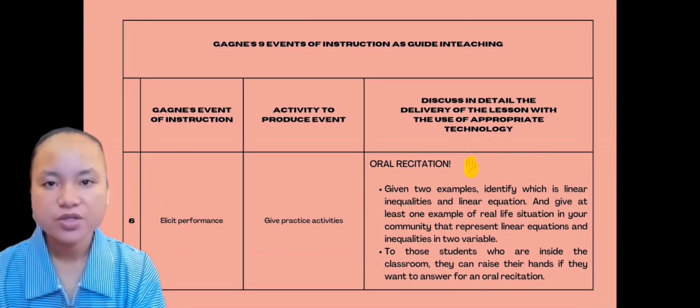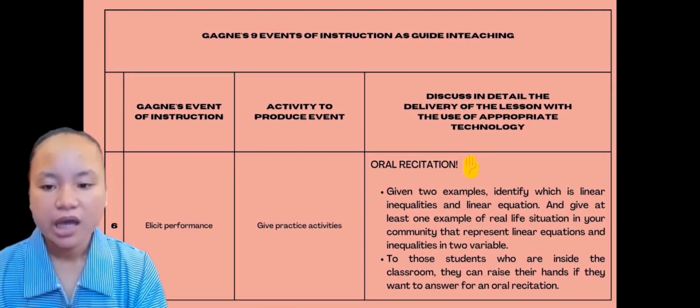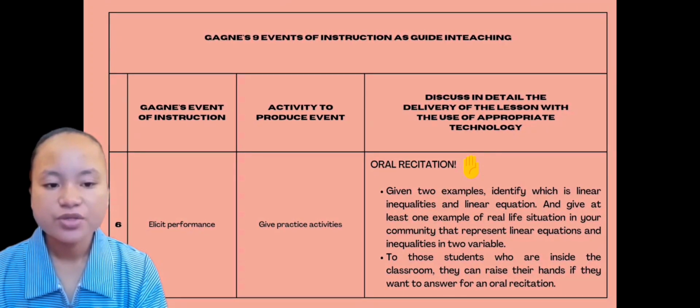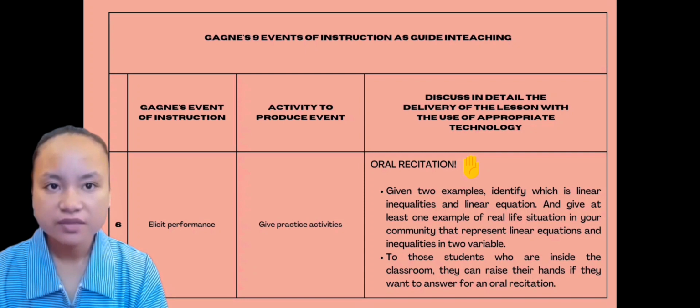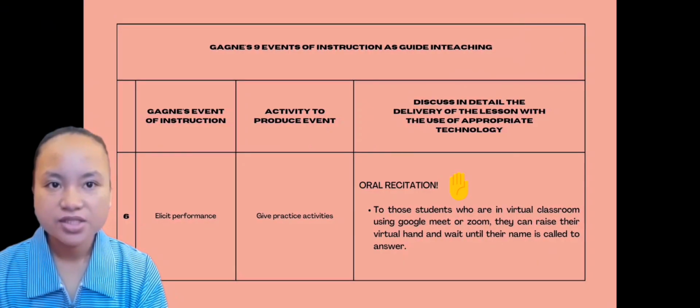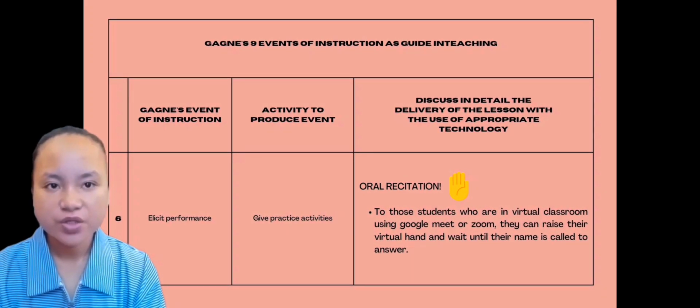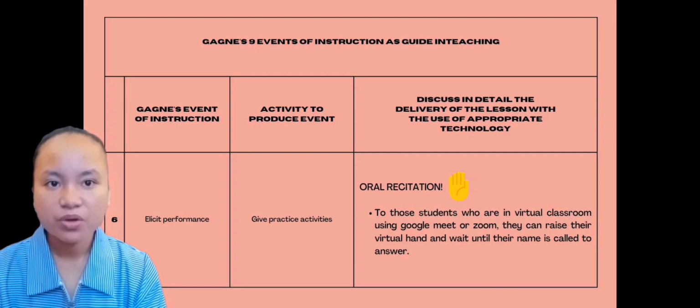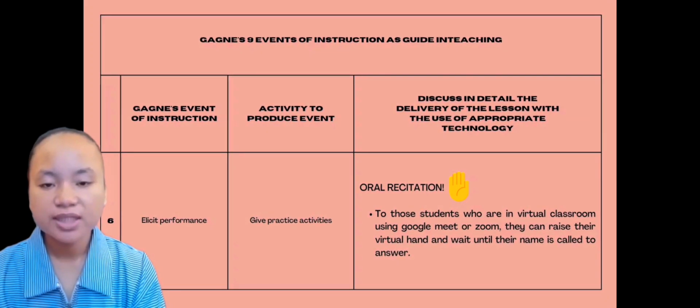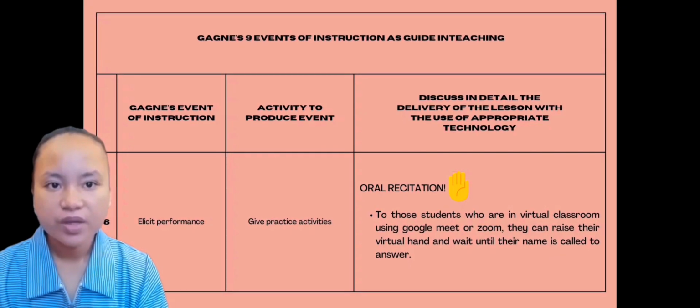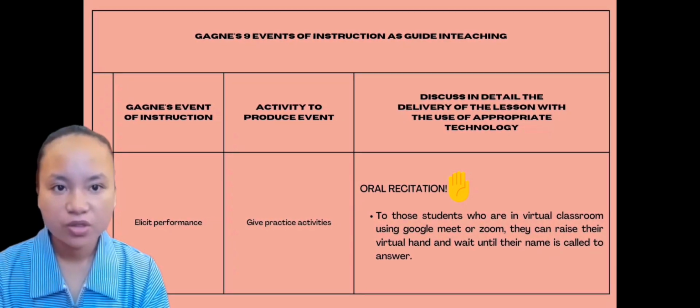The sixth event of instruction is elicit performance. At this event, we need to ensure that our students can demonstrate their knowledge of what you've taught them. So in this activity, we can give them practice activities like oral recitation of the topic that you've taught them. Like this: given 3 examples, identify which is linear inequality and linear equation, and give at least 1 example of a real-life situation in your community that represents linear equations and inequalities in 2 variables.